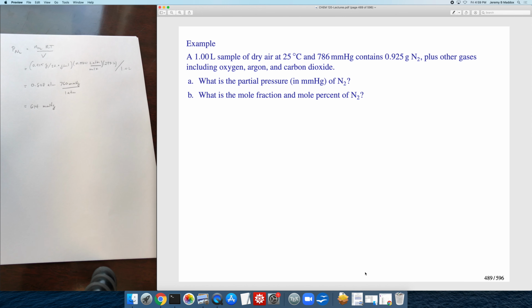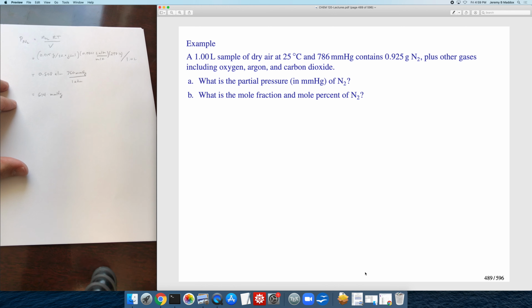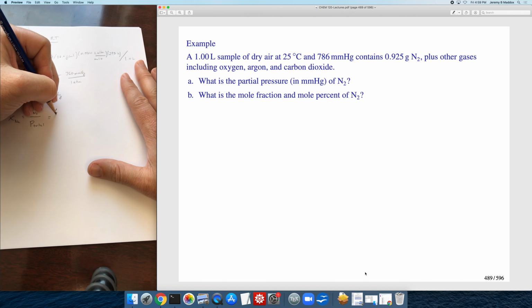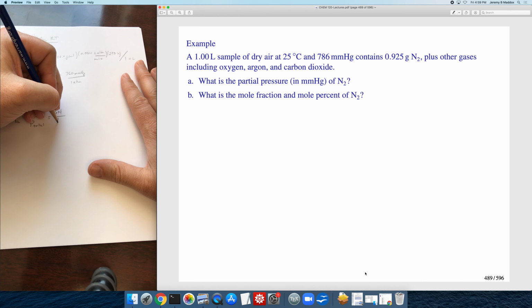Next, they want us to calculate the mole fraction of the nitrogen. Okay, and so the mole fraction of the nitrogen is going to be equal to the partial pressure of the nitrogen divided by the total pressure. Okay, so we've got 614 for the partial pressure, and the total pressure was 786.